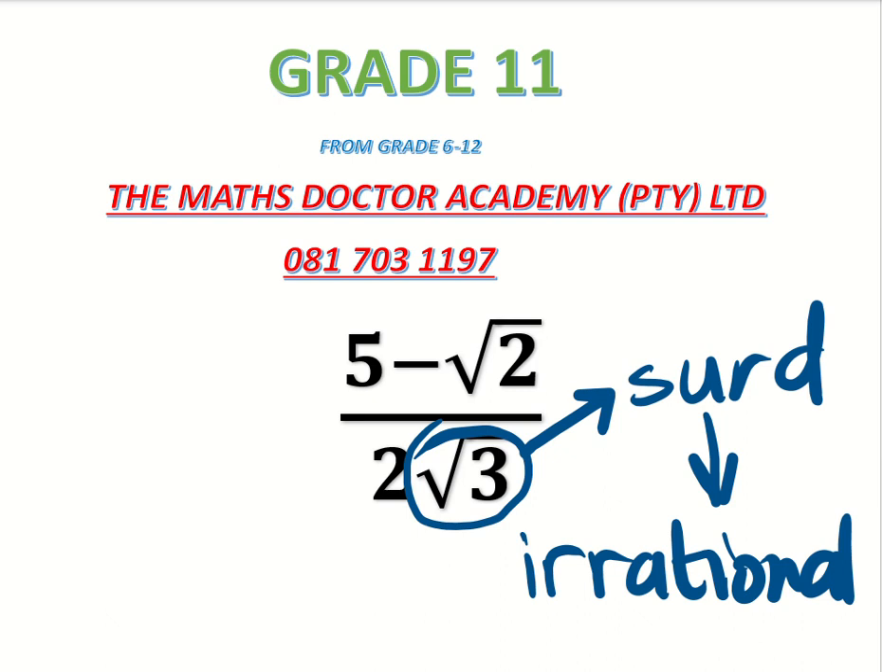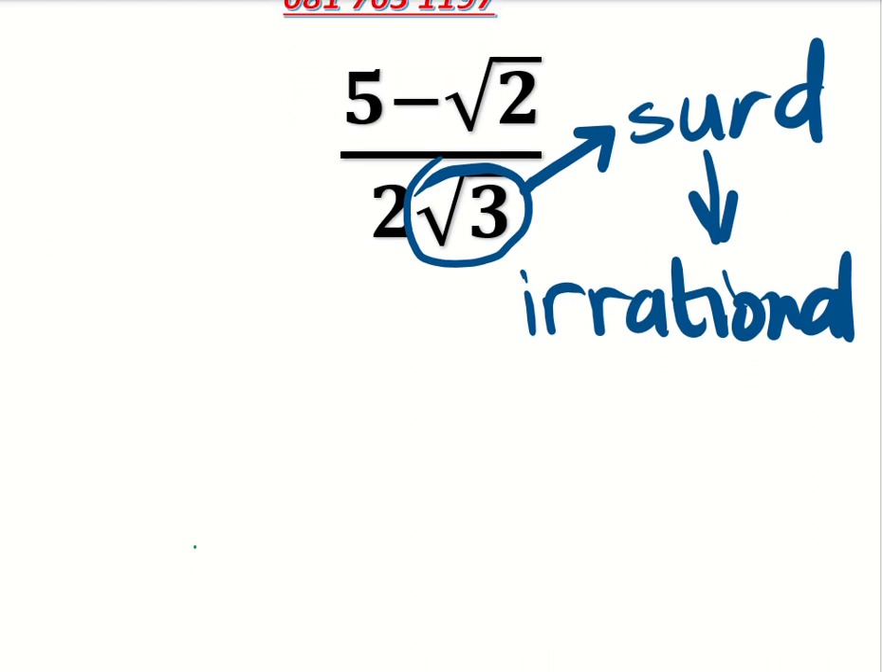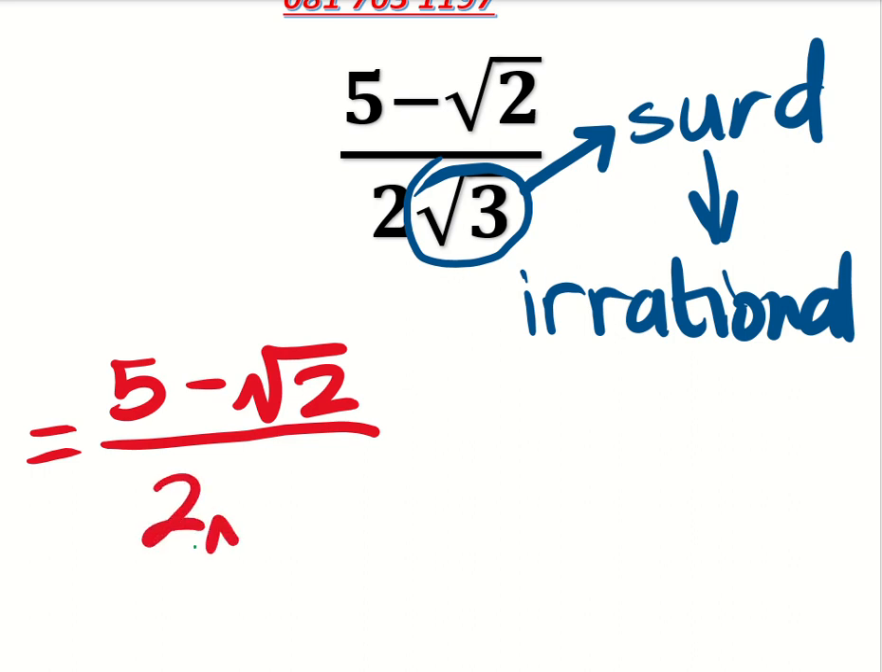There are a lot of examples that you can use. For example, the square root of 5, the square root of 2, those are all surds and they are all irrational. So we can identify that the denominator is irrational because of the surd. Now we need to figure out how we can make it rational. The first step is gonna go like this. I'm gonna rewrite the expression here. So I'm gonna write equal to 5 minus the square root of 2, over 2 the square root of 3.